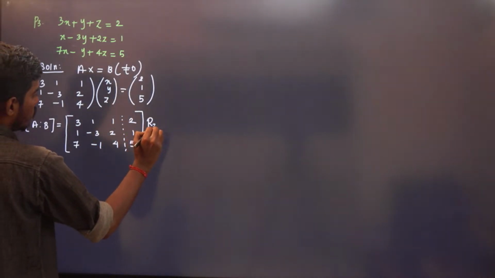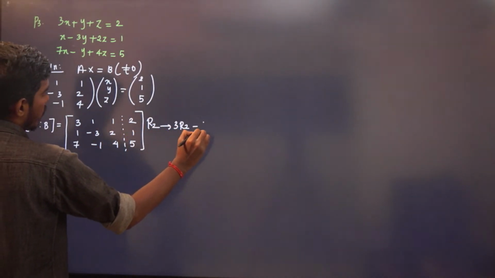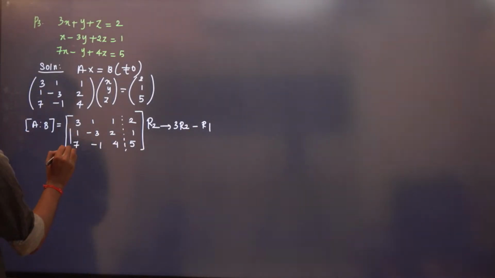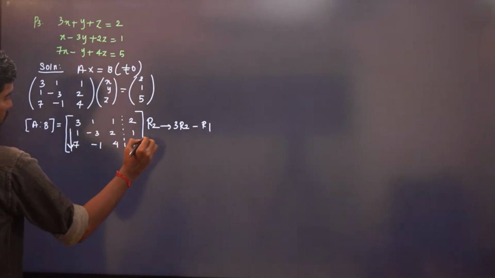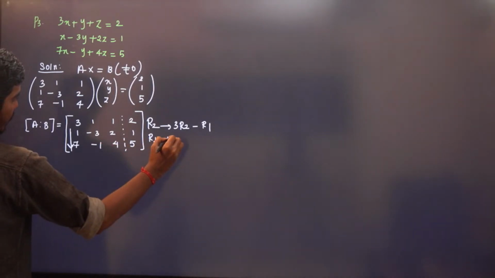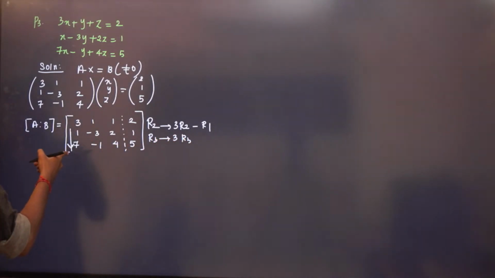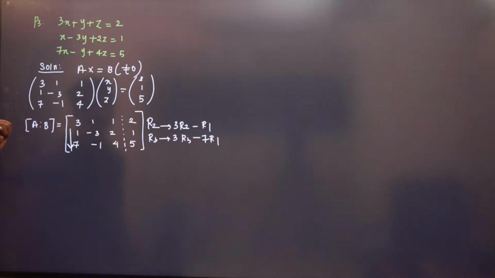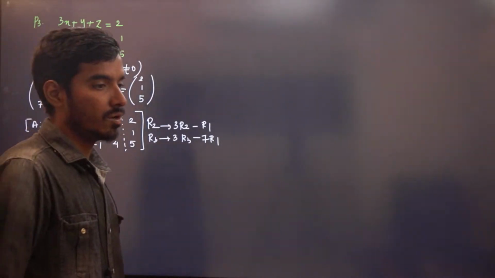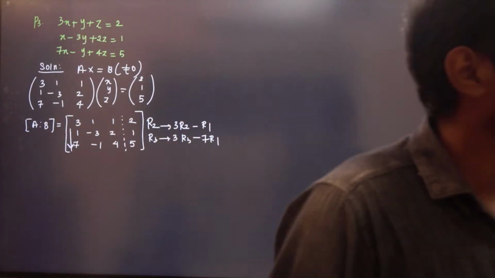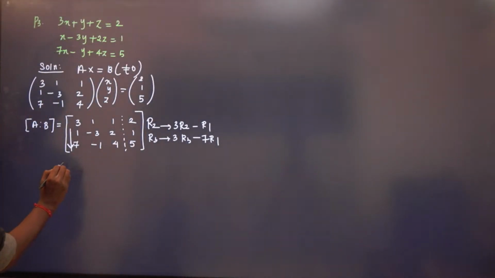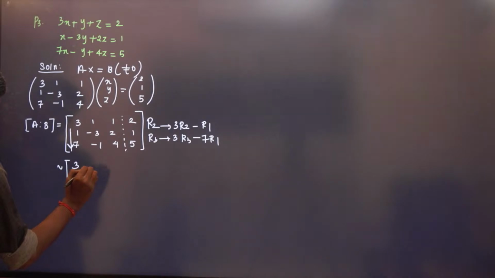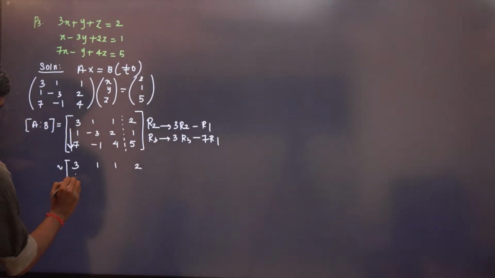So R2 is transformed to 3 times R2 minus R1, right? So we have to make these two elements 0. So therefore R3 is, let us multiply 3 here. This will become 21. Let us multiply 7 here. Is it clear? So multiply 3 and then subtract. You multiply 3, this will be 21. You multiply 7, will be 21. So 21 minus 21 is 0. So therefore, this is equivalent to 3, 1, 1, 2.